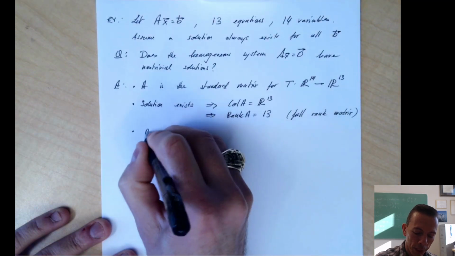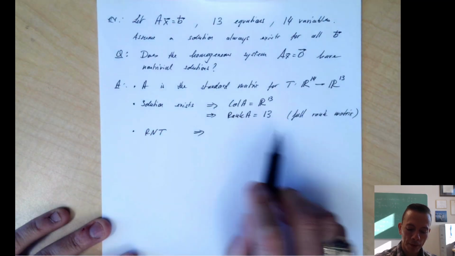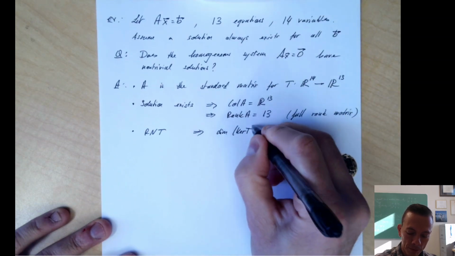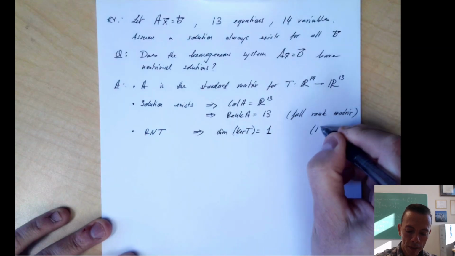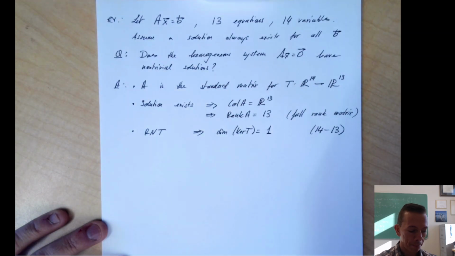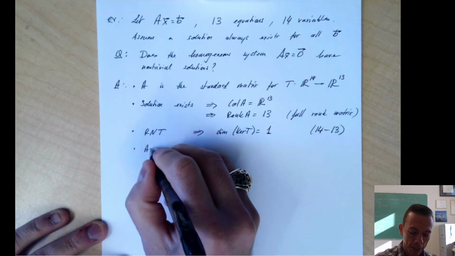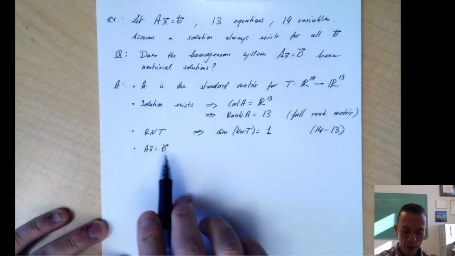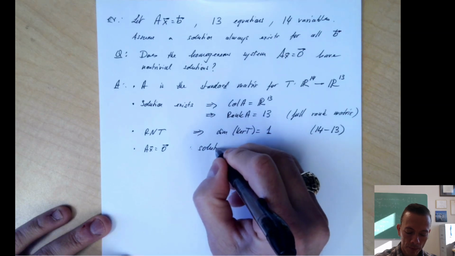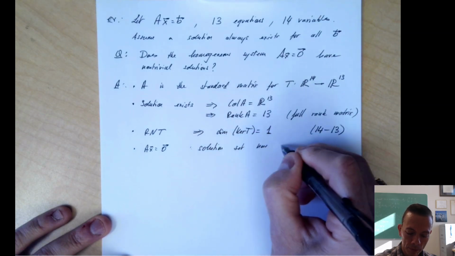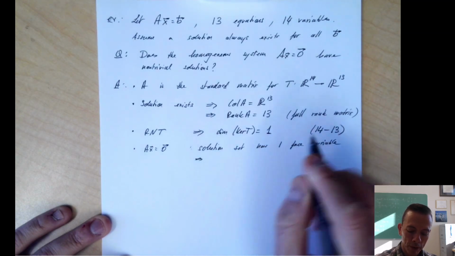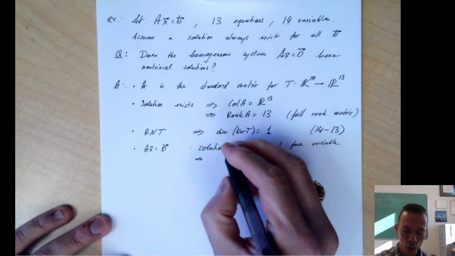So now we know from the Rank-Nullity theorem that if the rank is equal to 13, therefore the dimension of the kernel is equal to 1. So 14 minus 13, 14 being the number of columns of A. This means that the system AX equals 0, when you find its solution, will have one free variable. Therefore, non-trivial solutions do exist.